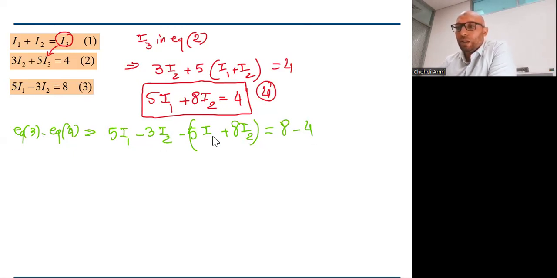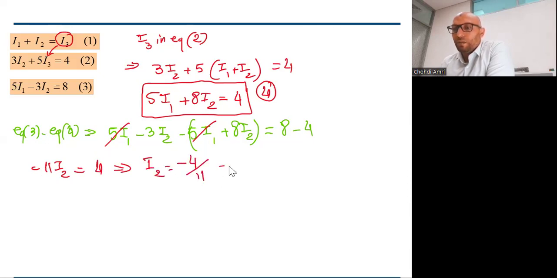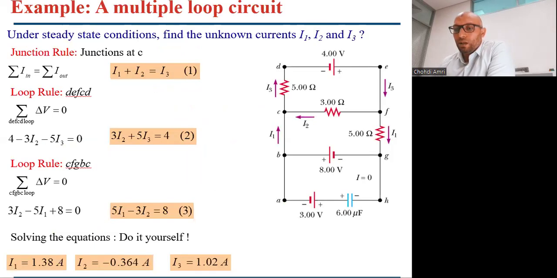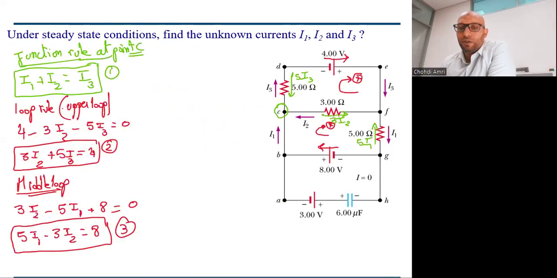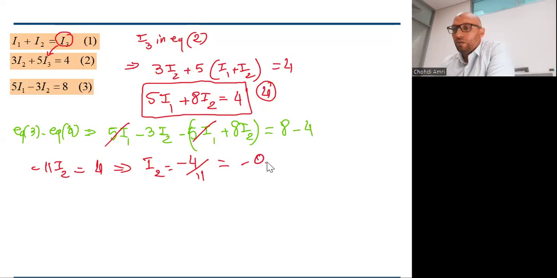What are we going to get? Here we can simplify by 5I1 and 5I1. So we're going to get minus 3I2 minus 8I2, which would be minus 11I2. So we can write minus 11I2 equal to 4. That means I2 equals minus 4 over 11. It's going to be how much? I2 is minus 0.364 ampere. We are done.